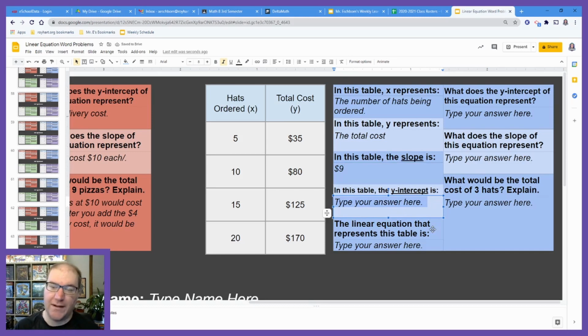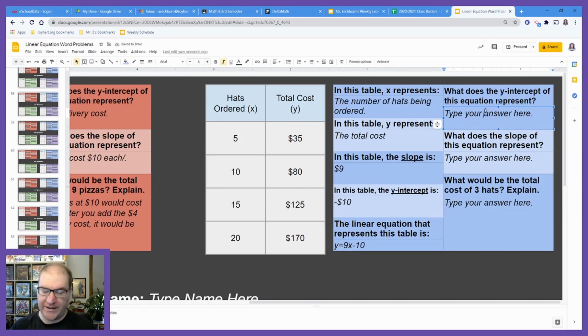Now remember, to find the Y-intercept, pick one of the rows and pick one of the X's and multiply it by the slope. So I'm going to do the top row. 5 times 9 is 45, but they think the cost is $35. The Y-intercept is negative $10. Let's try the second row just to confirm this. 10 times 9 is 90, minus the $10 Y-intercept is 80. So the equation of this table is Y equals 9x minus 10.